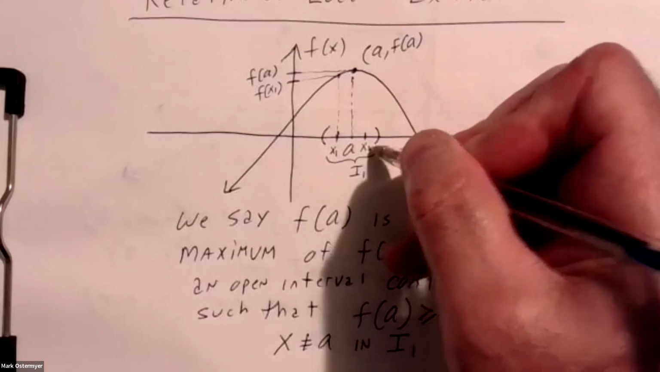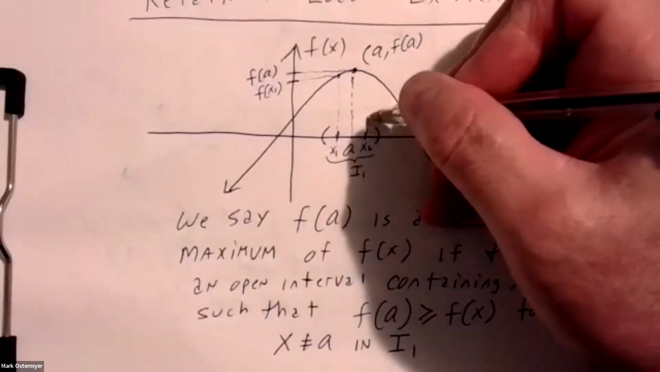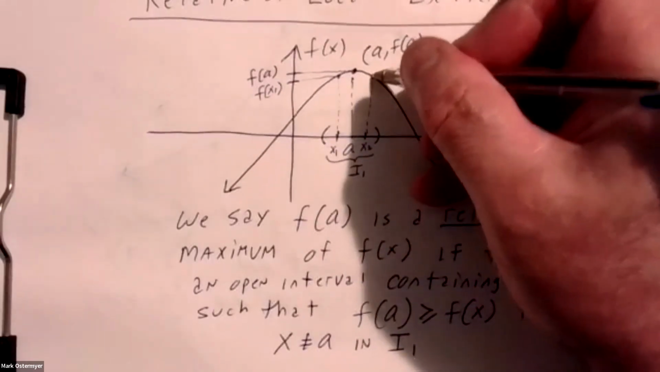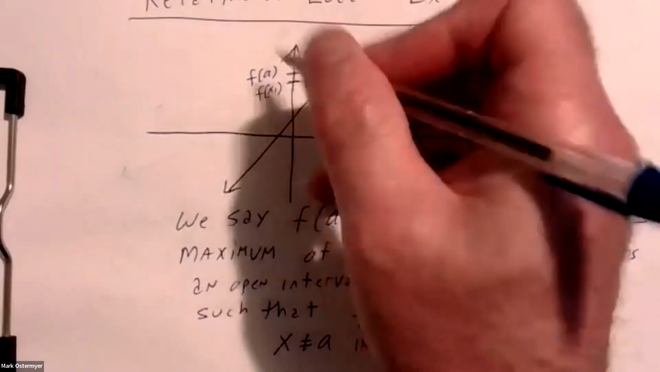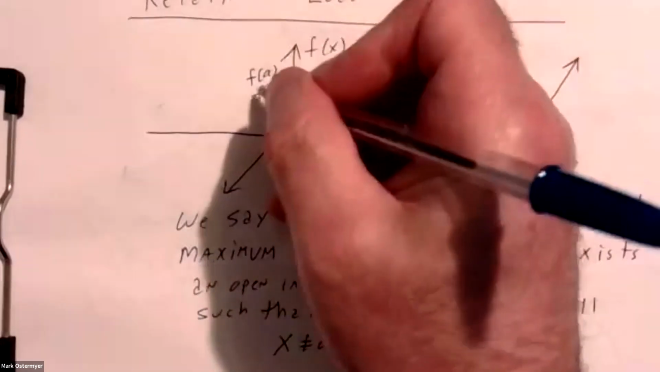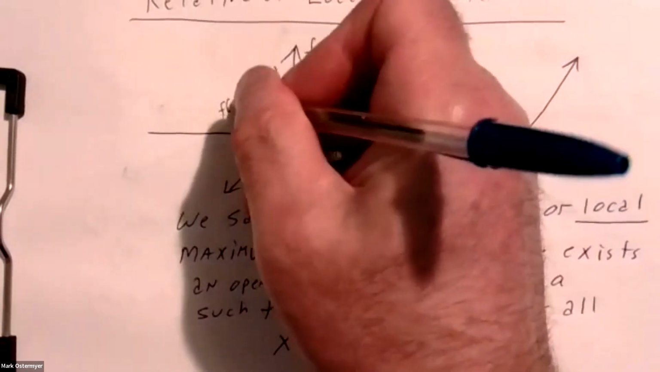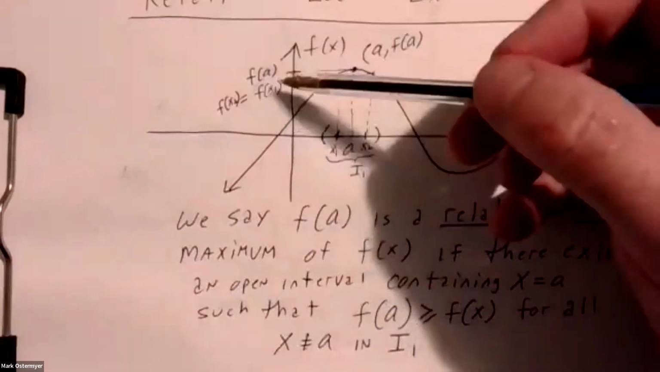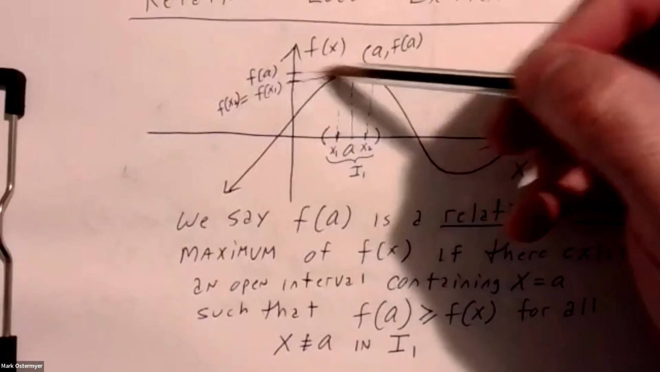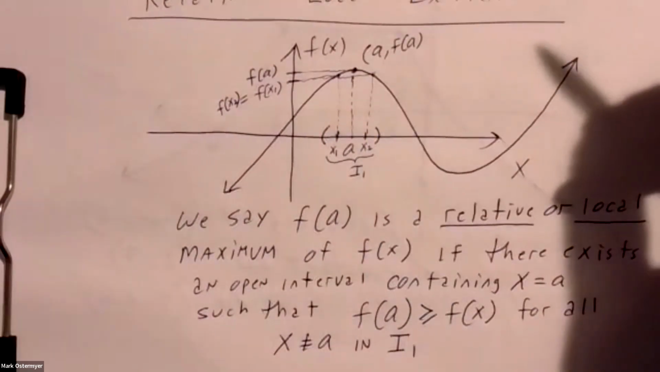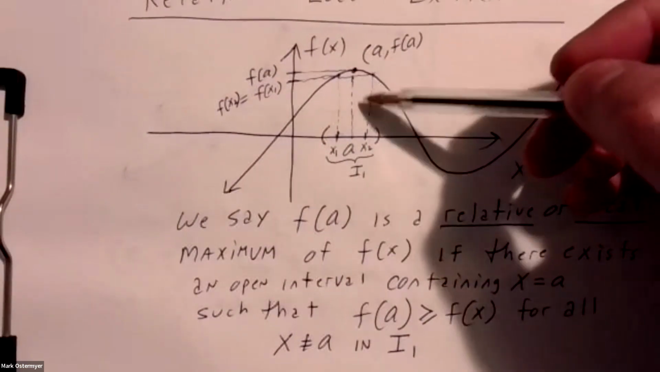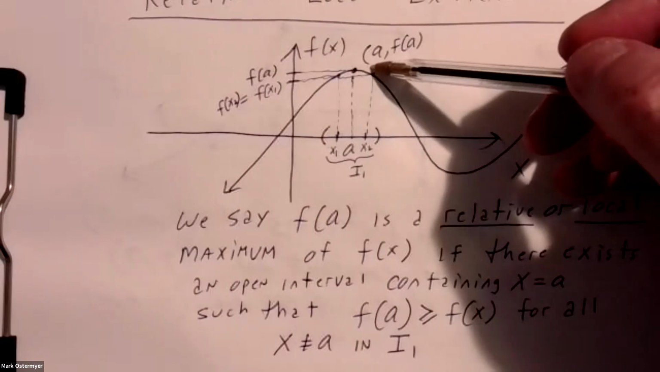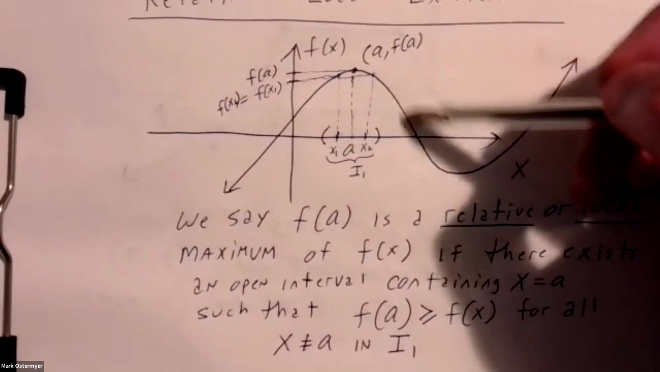Suppose I go a little bit to the right of a and choose some value x sub 2 in the subinterval I sub 1. Project it up and hit the graph, maybe right here. Project it back to the y-axis. Suppose f of x sub 2 is equal to f of x sub 1. Just so happens this is the way it works out. You can see that f of a is still greater than f of x sub 2. That's why we classify the point f of a as being a local or relative maximum.